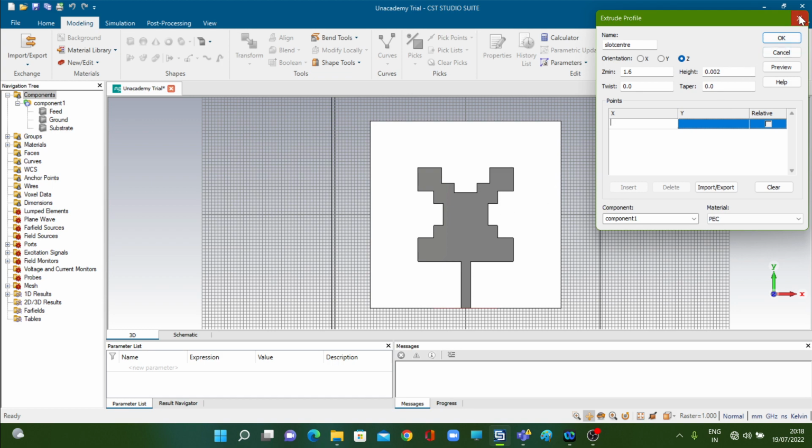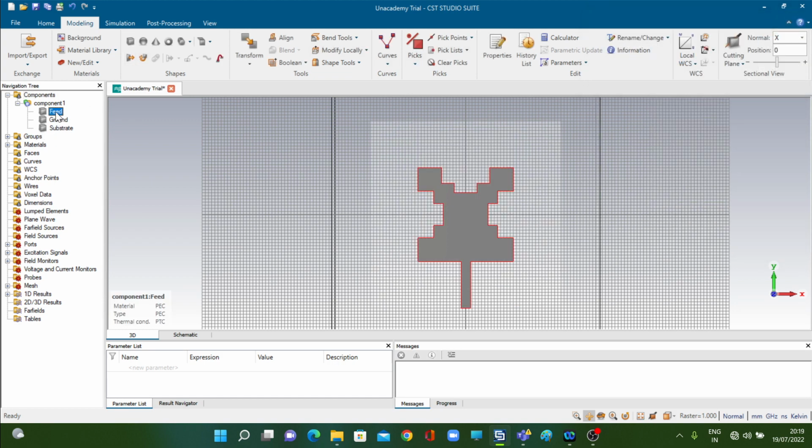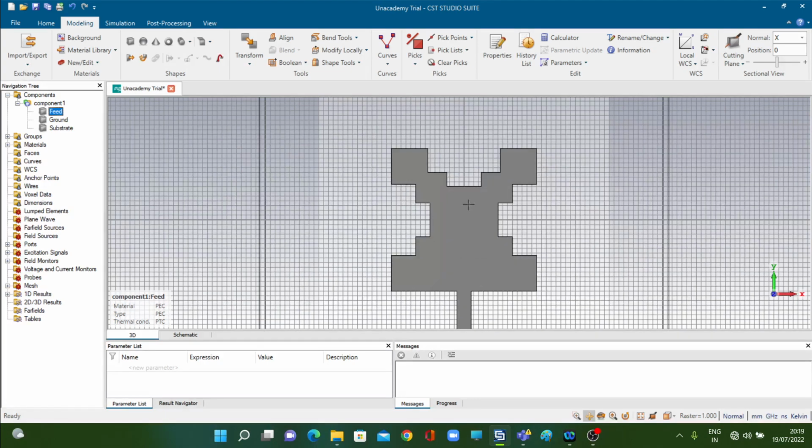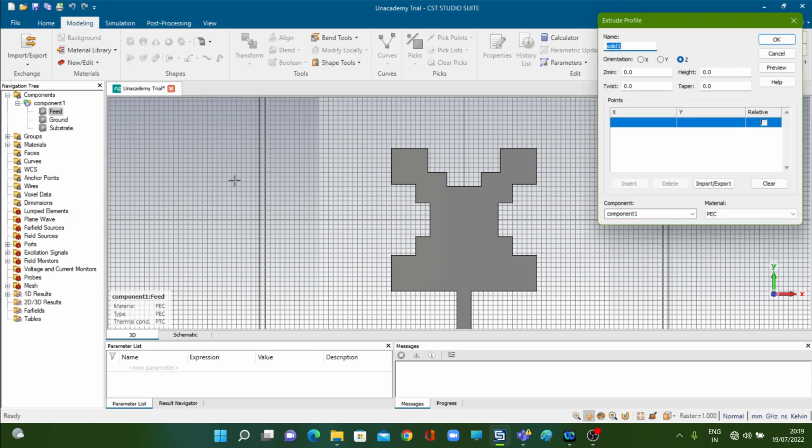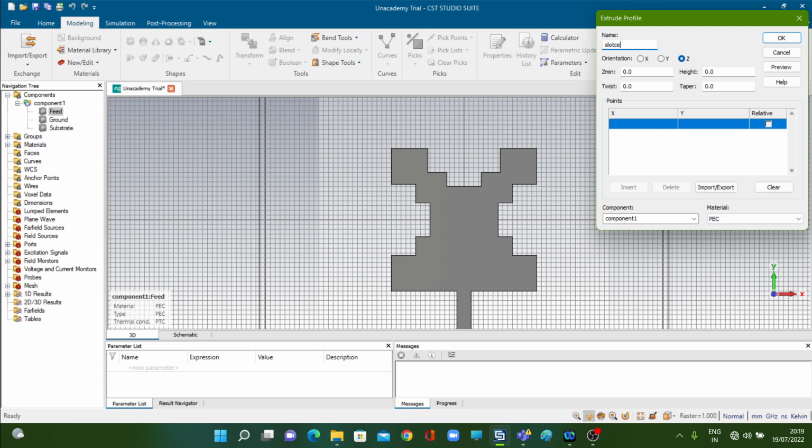It will be better if I select this patch once again. See, I will zoom it also. This is x equals -7. This is x equals +7. This is y equals +7. And this level is y equals -7. Now, again, extrude, escape, slot center. Z min is 1.6.